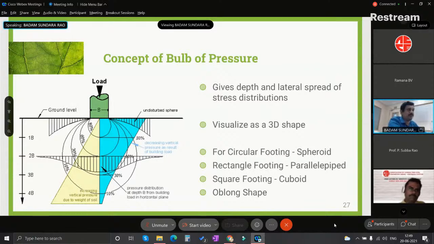In the case of footings like rectangular footings or strip footings, the actual pressure bulb will have two effects. That is, we have one dimension B, the width of the footing, and the second dimension, the length of the footing. B plays the important role in the stress distribution in the soil mass, that is, with respect to depth. Length has a significant role in the lateral spread of the stress distribution. This point is to be clearly understood.